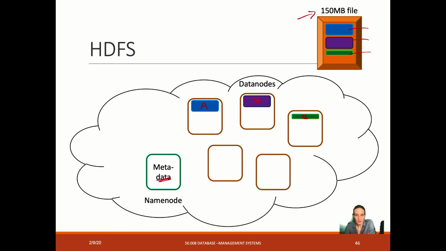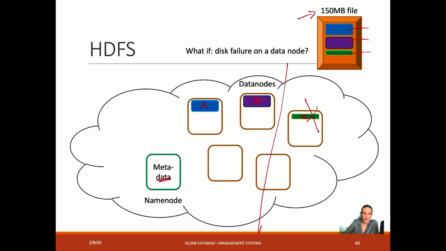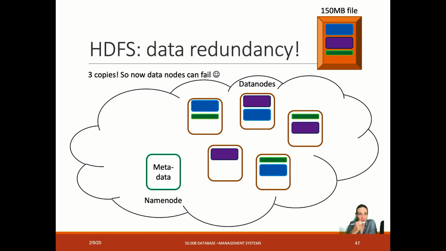Is there a network failure? Well, if there's a network failure, will this cause issues? Yeah, it will cause issues, because if part of this network is cut off, we can't access the last part of the file. So, what do we do about this? Hadoop has a solution: data redundancy. Meaning of our 150 megabyte file, this A block, we are going to store it three times on three different nodes. Same with the B block and the C block.